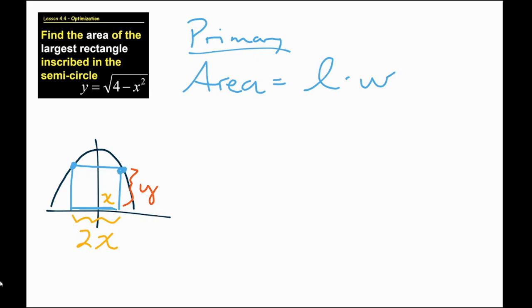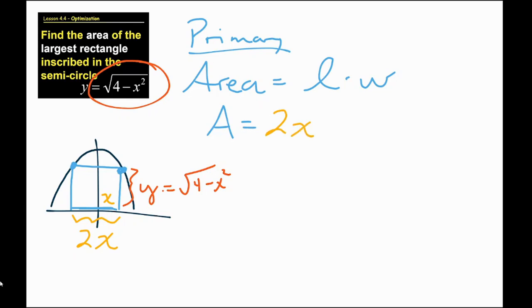Well, yeah, you're right. It is a y value. It's basically a vertical dimension. But I don't want to use y as my other variable up here because I'm going to end up with two variables again. Does anybody know what y equals? That's right, y equals the equation. So the square root of 4 minus x squared describes the other dimension of this inscribed rectangle.